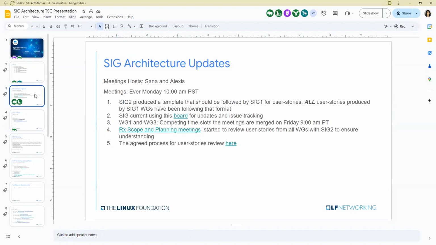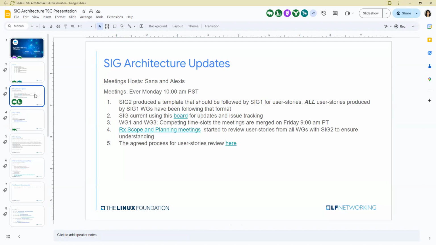Some of the high-level updates here were the things that I just talked about. What has recently happened? How do we improve our working model? How have the SIG, the various working group leads, taken ownership of their working groups, and how are various working groups starting to make progress?